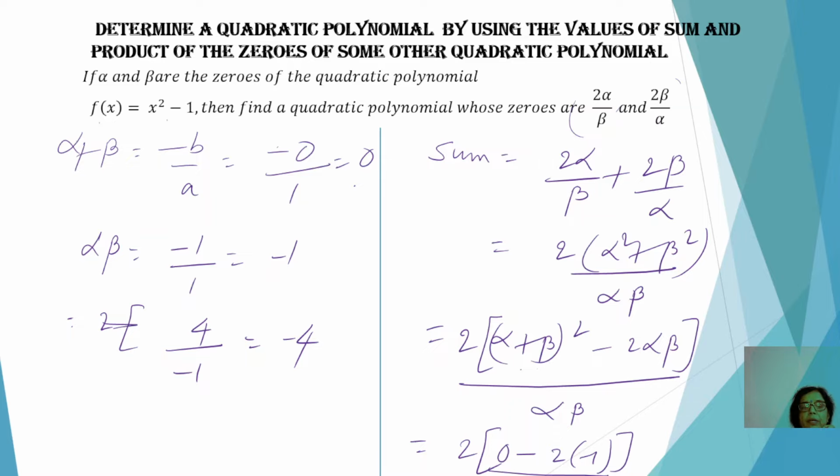Then let us find out the product of the zeros. So product of the zeros will be what? Alpha into beta for the new polynomial. The product will be equal to, we can take the help of the original polynomial, that is minus 1. And for the new polynomial, 2 alpha by beta into 2 beta by alpha, here you find that all alpha betas are cancelled out and we are left with 4. So the product of the zeros in the new polynomial is 4. And the sum of the zeros was coming as minus 4.